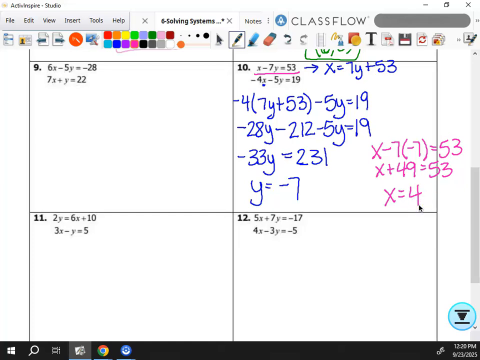Then when you put it in the ordered pair, make sure you always put x first, even if you find it second. And there's your answer. Okay. Everybody good so far?